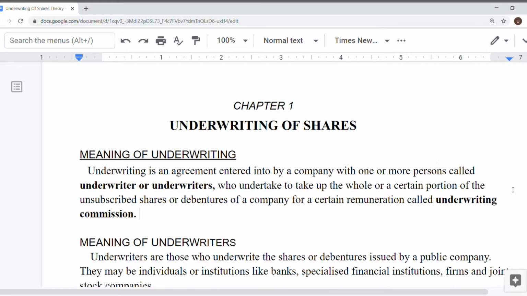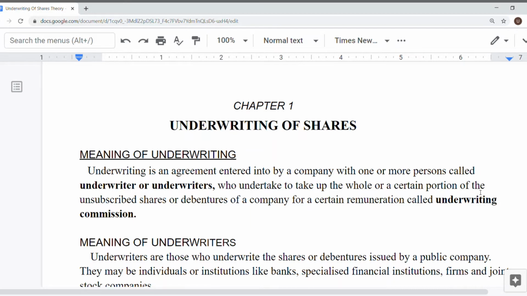So underwriting is an agreement entered by a company with one or more persons called underwriters, who undertake to take up the whole or a certain portion of the unsubscribed shares or debentures of a company for a certain remuneration called underwriting commission. So these underwriters can take up the whole, or they can also take up a certain proportion which is not subscribed by the public.